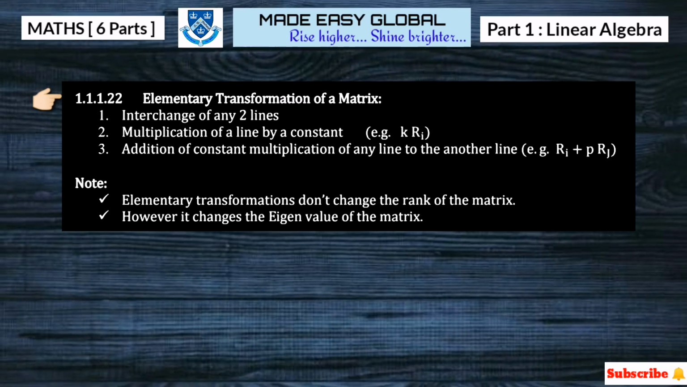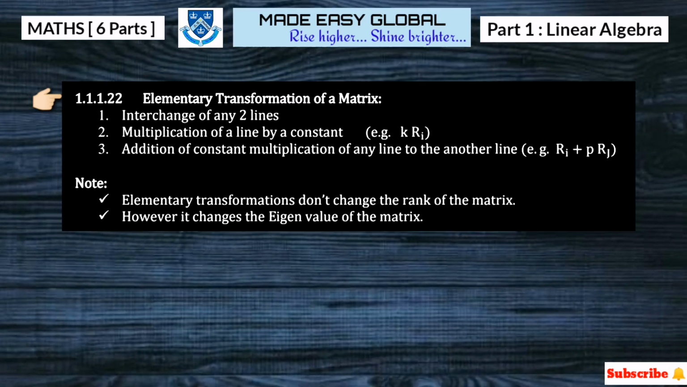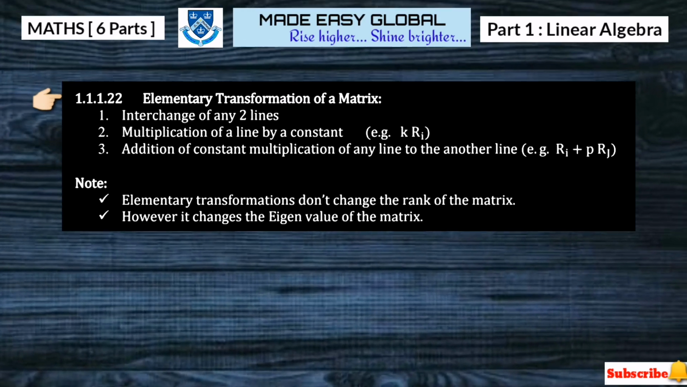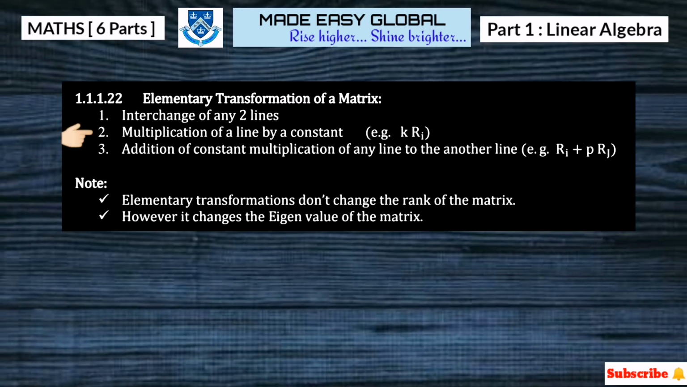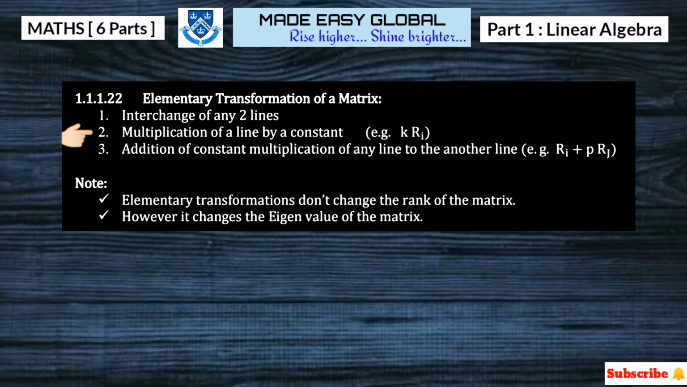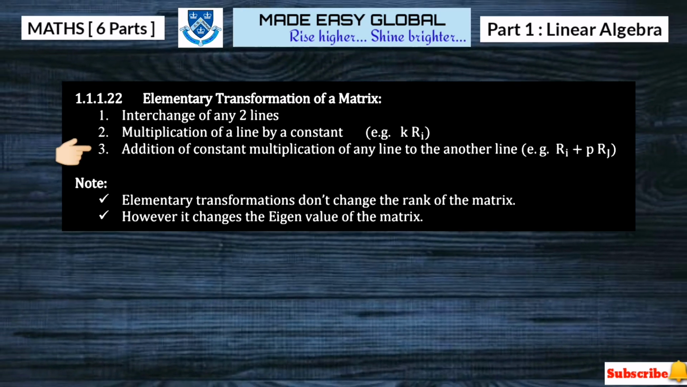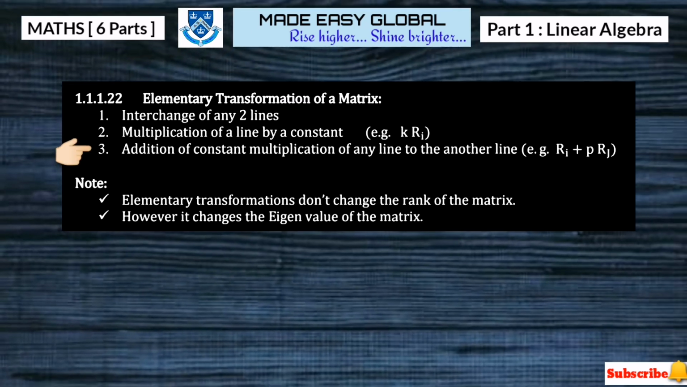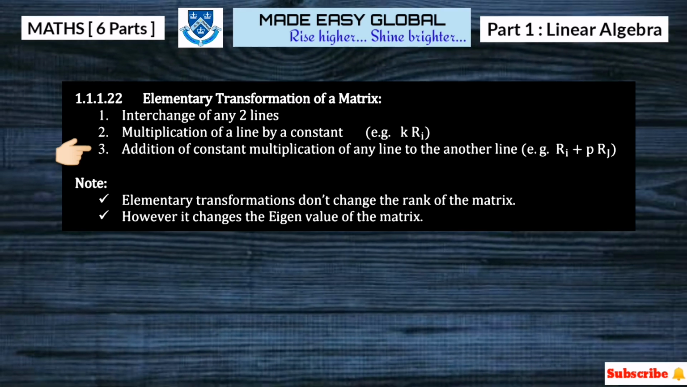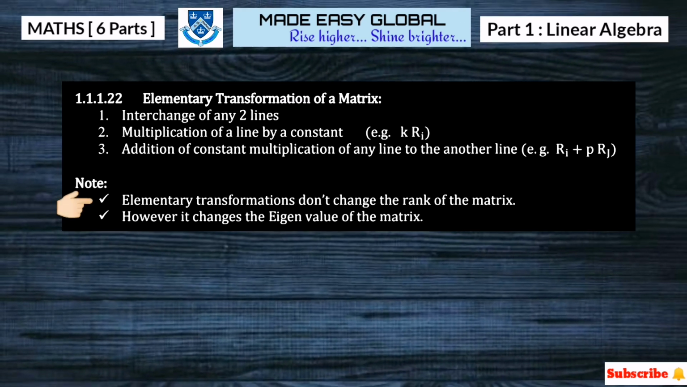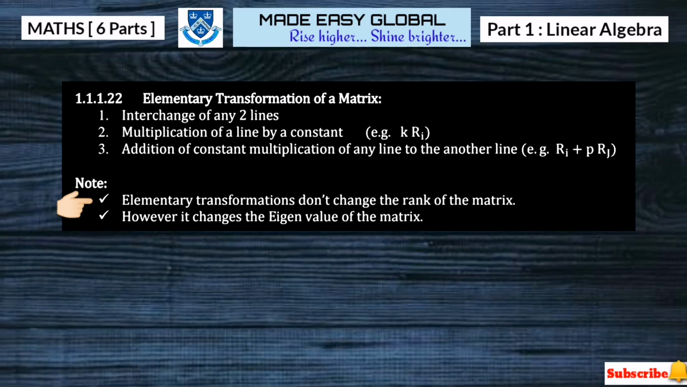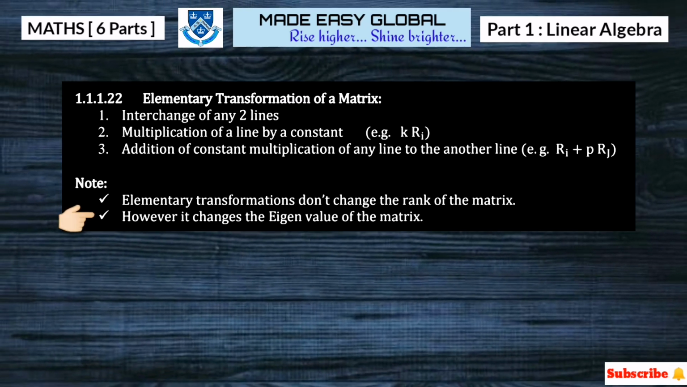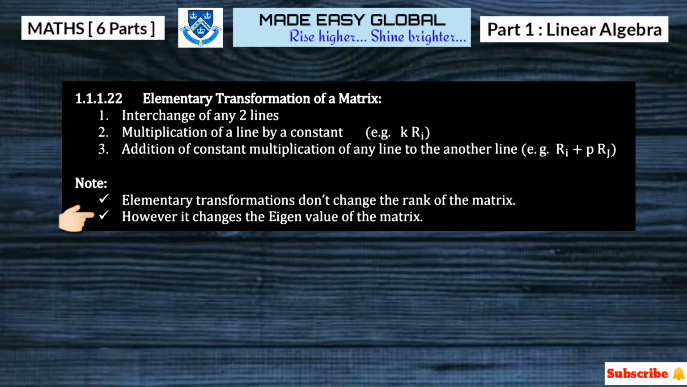Then next one is elementary transformation of a matrix. Here the first one is interchange of any two lines, then multiplication of a line by a constant, then addition of a constant multiple of any line to another line. Here note that elementary transformations don't change the rank of the matrix. However, they change the eigenvalues of the matrix.